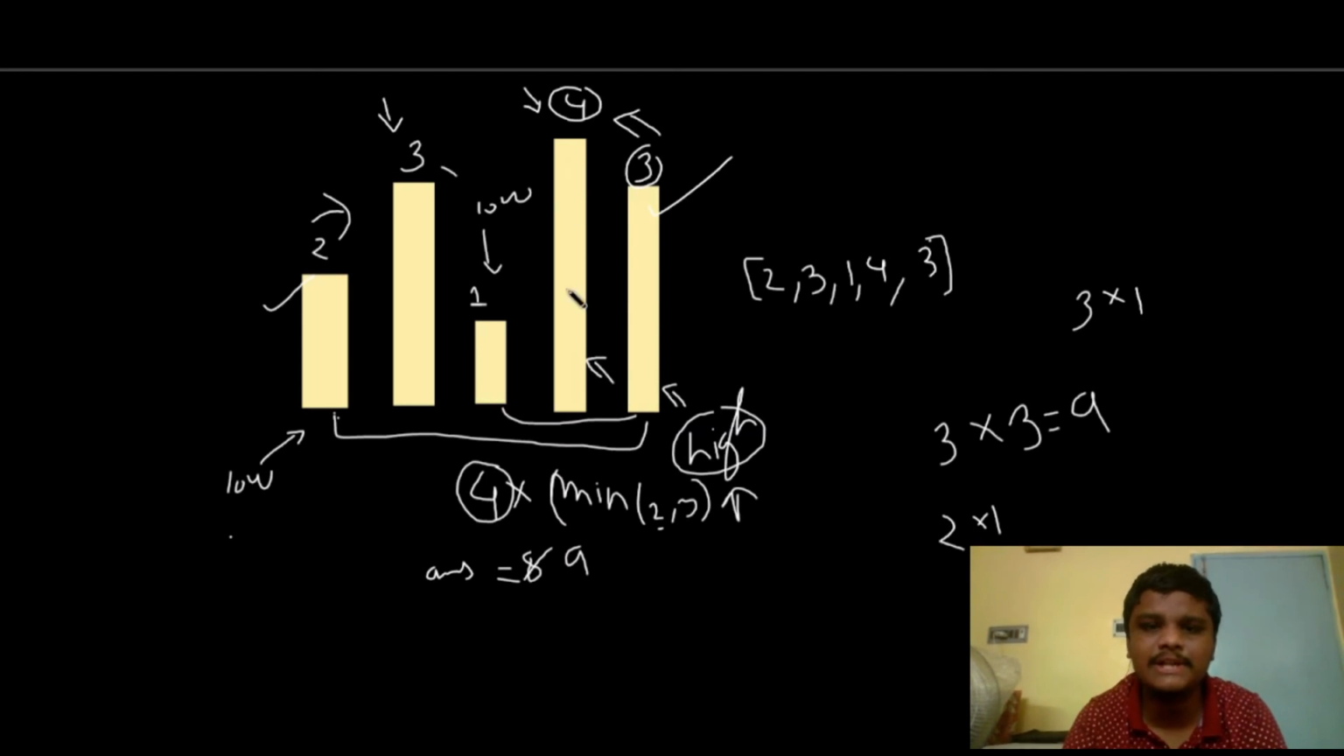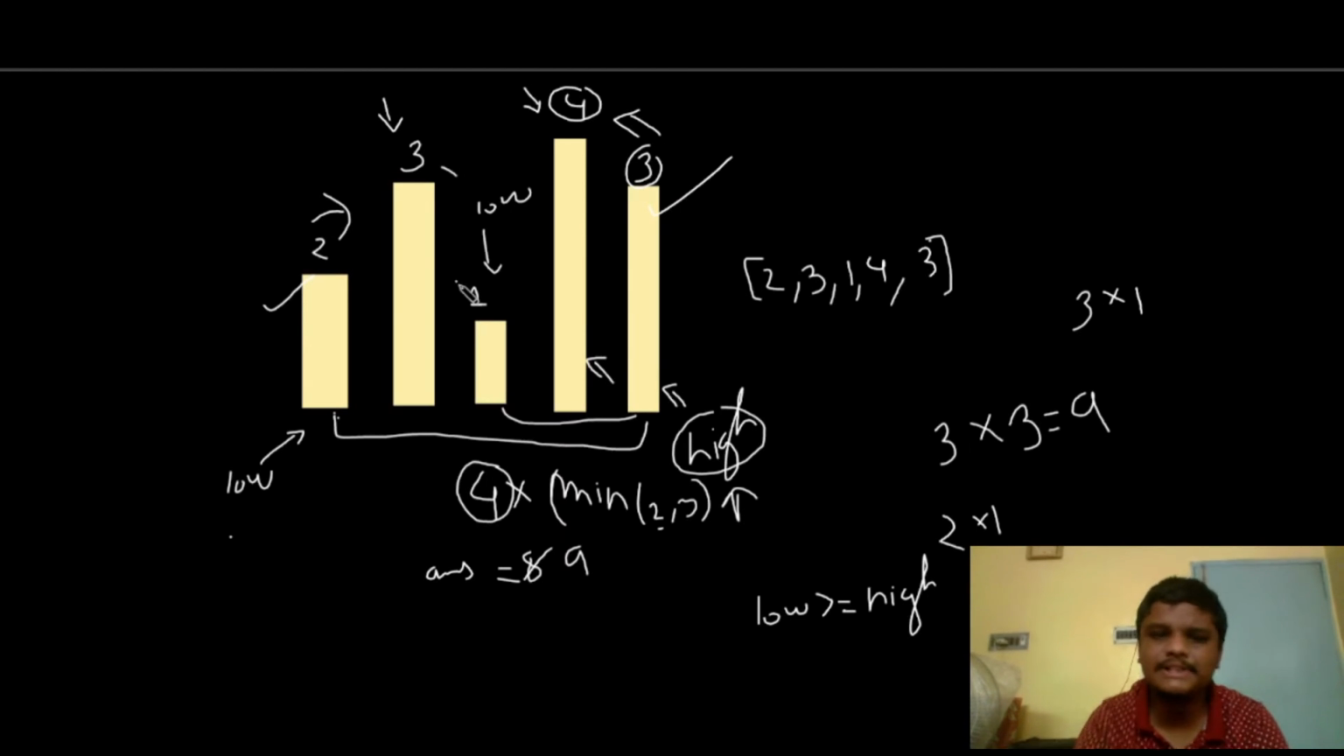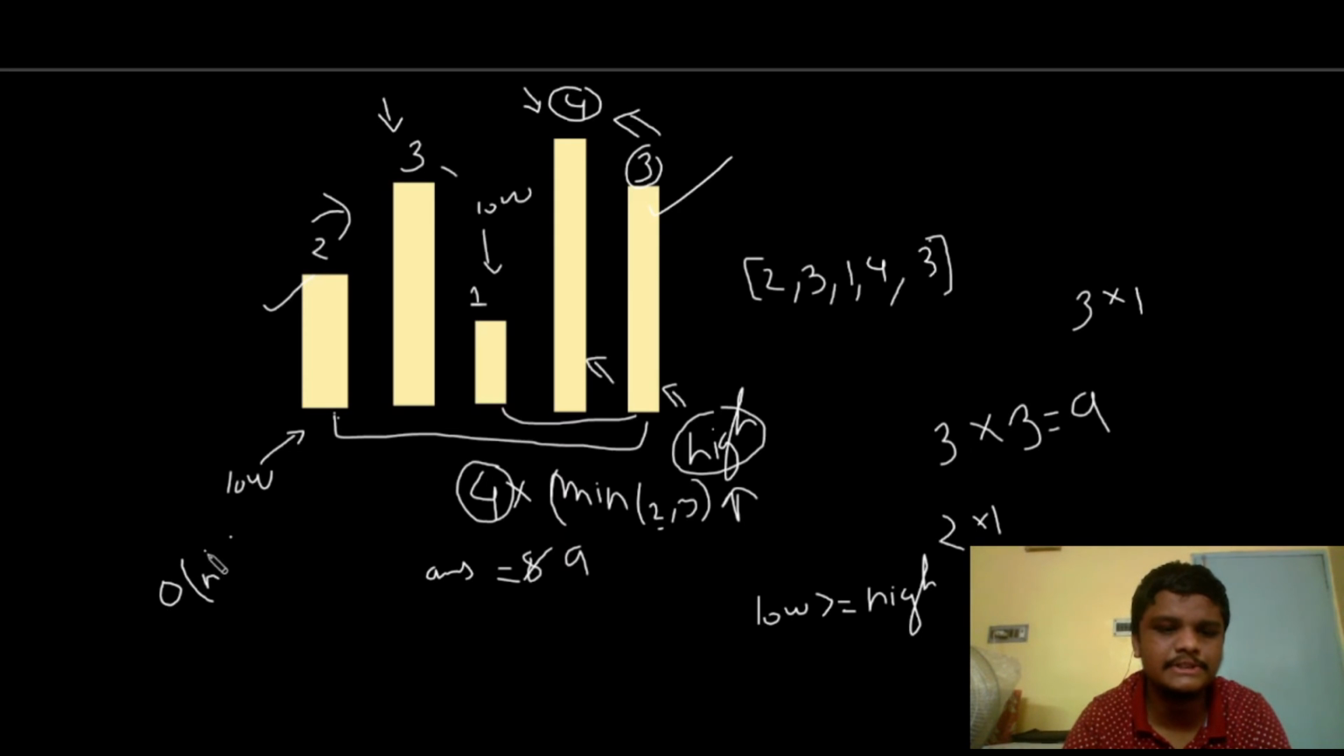At this time we are going to stop our loop. That is, we stop our loop when our low is greater than or equal to the high. So the time complexity for this algorithm is big O of n, reason being that we are traversing through this container only once. While the space complexity is big O of 1, because we are not using any extra space over here.